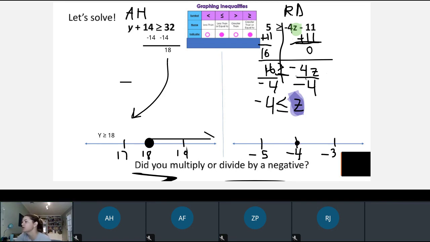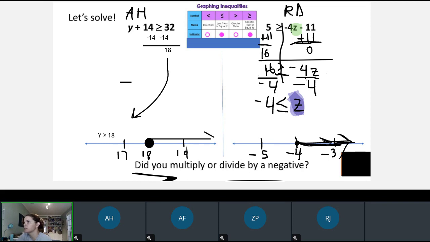Good, Angel. You did great. Good job. So y'all check yours with Angel's. You should get y is greater than or equal to 18. So you're going to have a closed circle at 18, and you're going to shade to the right. And for the second one, you're going to have a closed circle at negative 4, and you're also going to shade to the right.